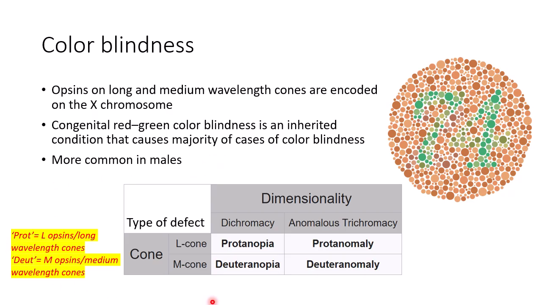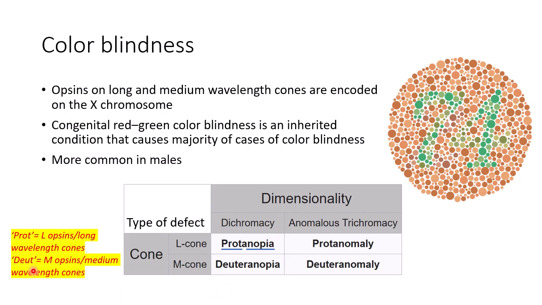So, what do the terms protanopia and protanomaly mean? The word prot comes from long wavelength cones, or the red cones. Protanopia: prot means red wavelength cones, anopia means absence. So in this anomaly, red cones are absent and these people are dichromats. That is, red cones are absent and the other two cones are present. That is what you mean by protanopia. So all protanopes are dichromats.